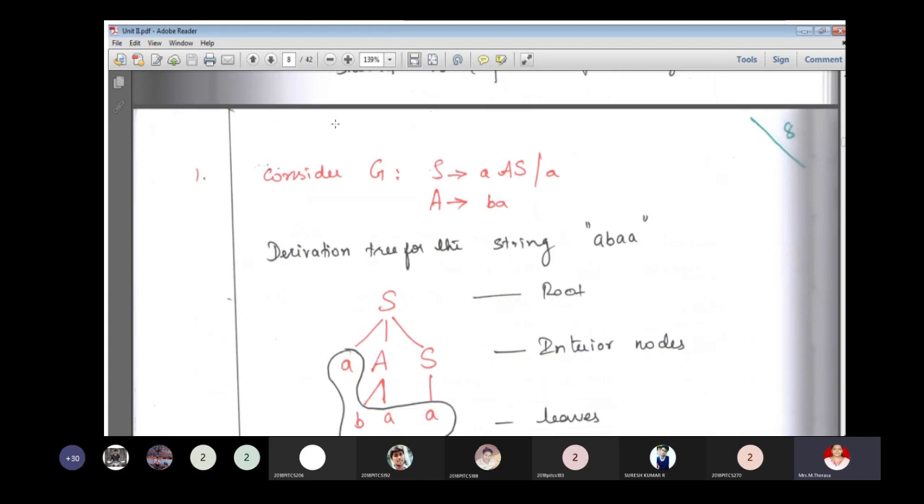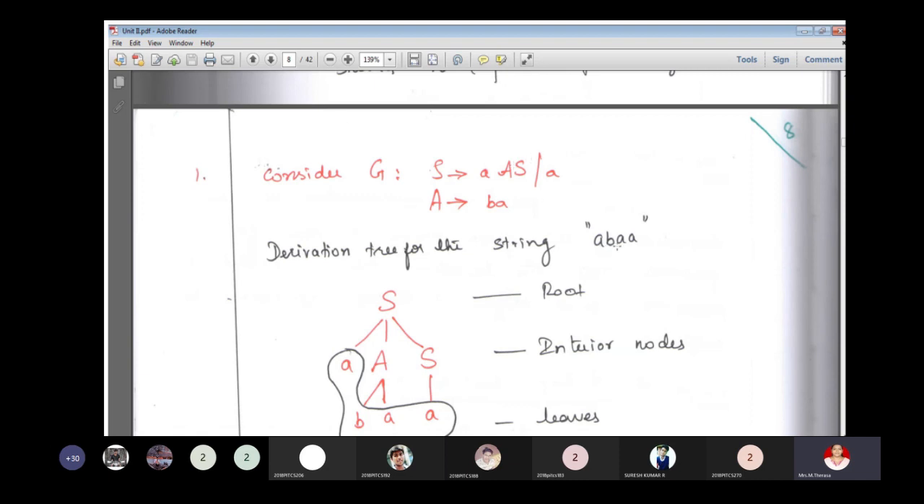Consider a grammar G with the production rules. S tends to small a, capital A, S, or small a. Always, the lowercase letters represent the terminals and uppercase letters represent the variables. So here you have two variables, S and A, and two terminals, small a and small b. And there are three production rules. Okay. And the derivation tree for the string a, b, a, a.